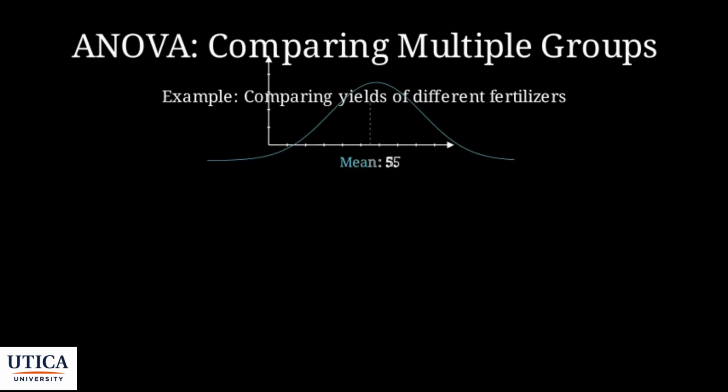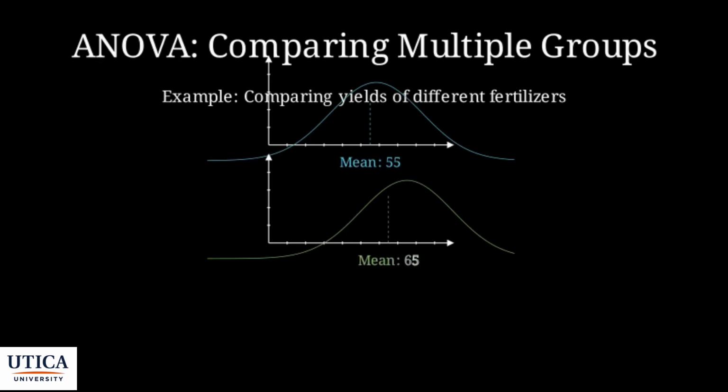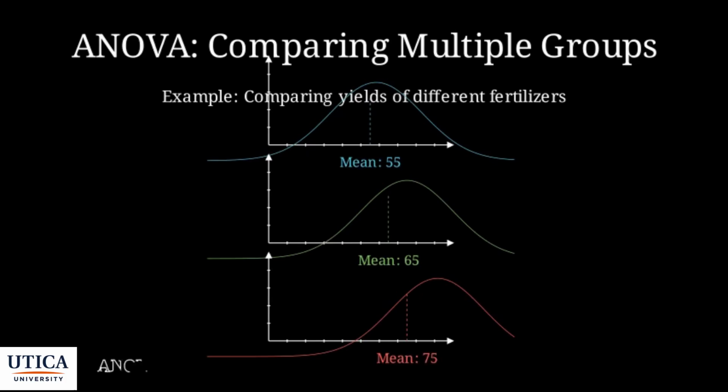ANOVA works by analyzing the variance within each group and the variance between the groups. It calculates an F-statistic, which represents the ratio of between-group variance to within-group variance. A large F-statistic suggests that the means of the groups are significantly different.